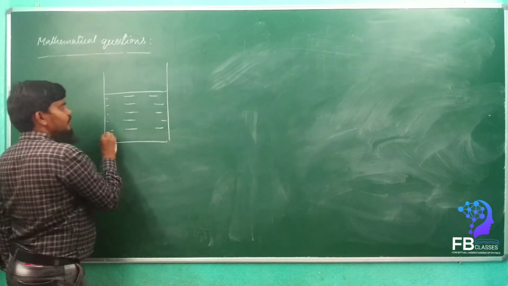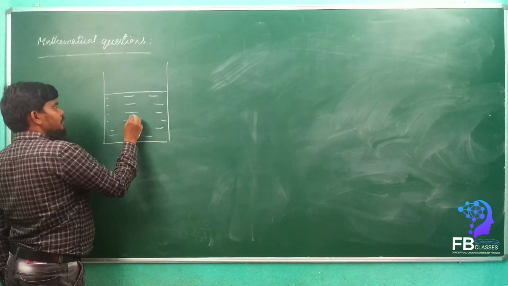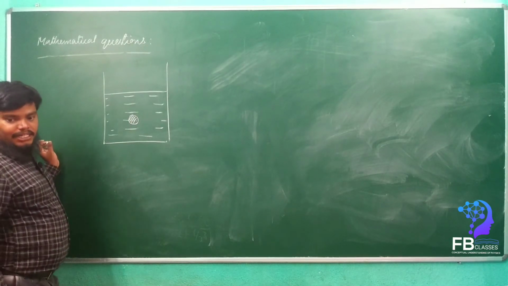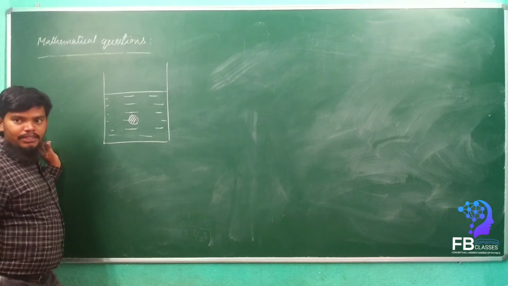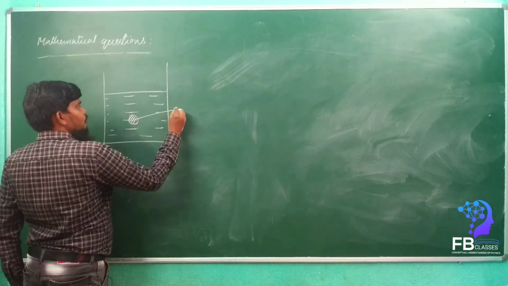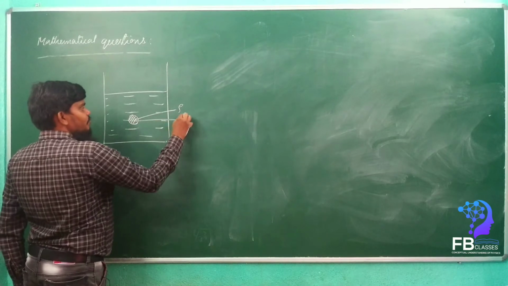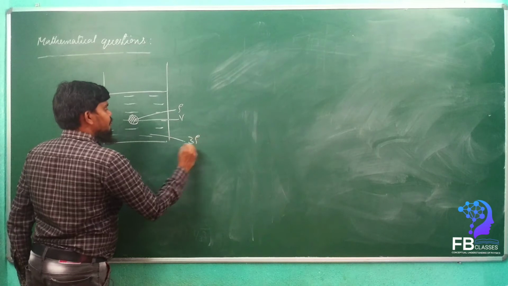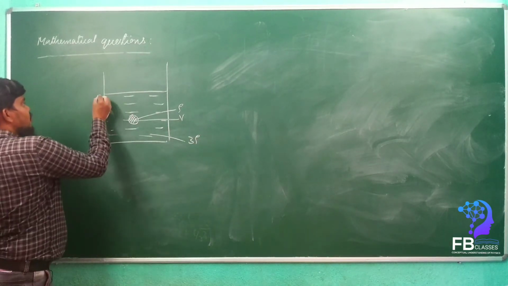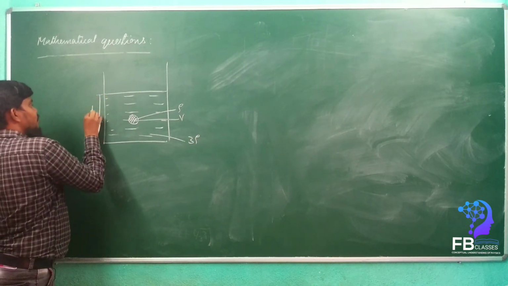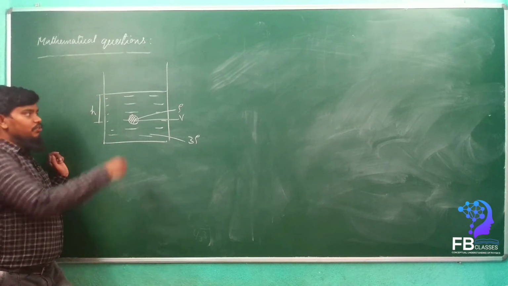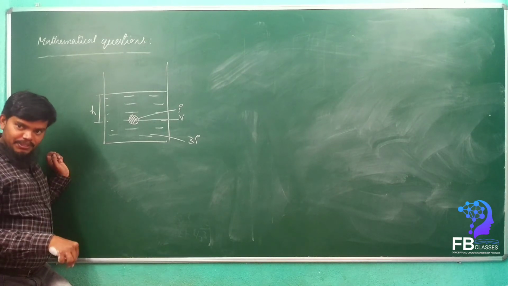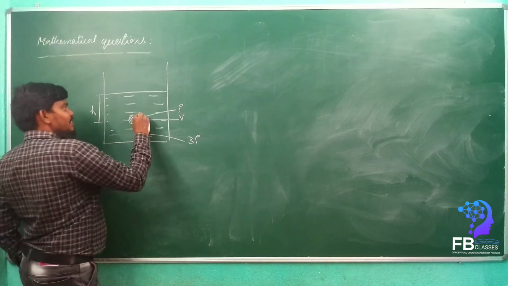Now, for example, the question is given in such a way that this is a liquid. Now there is a ball. Let the density of the ball be rho, with volume V, and the density of the liquid is 3 rho. Now this ball is pressed to a depth of h and released.